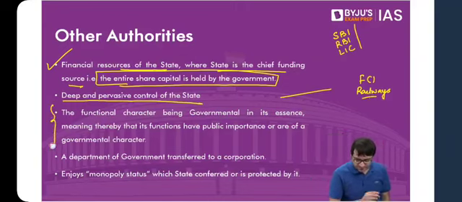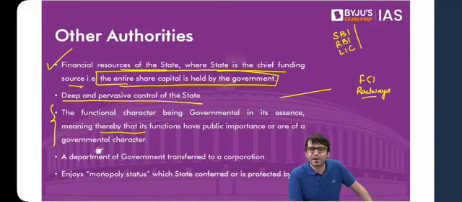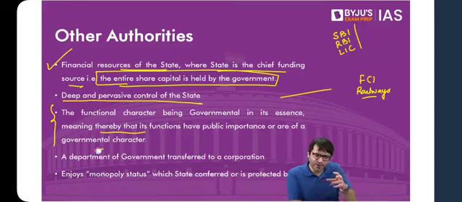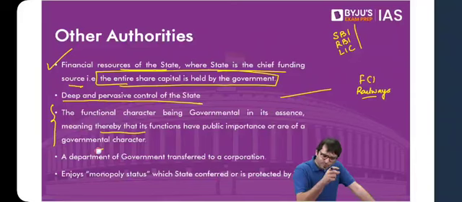The functional character being governmental in its essence, meaning thereby that its functions have public importance and are of governmental character. What is the role of the government? To provide electricity to the people. What is the role of government? To provide healthcare facilities to the people. So government hospitals come under state. The electricity boards come under state. The pollution control boards come under state. All these entities whose primary function is governmental in character, they are also within the definition of the state.